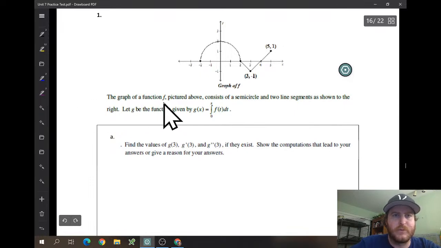So this first one, we're given the graph of a function f pictured above, and it's a semicircle and 2 line segments. Then it gives us this equation, g of x equals the integral from 0 to x of f of t.